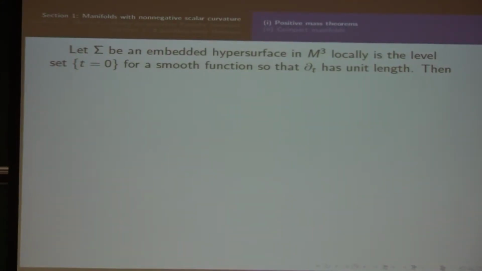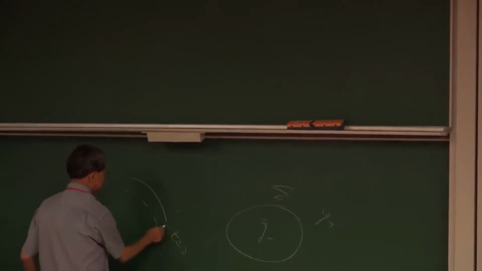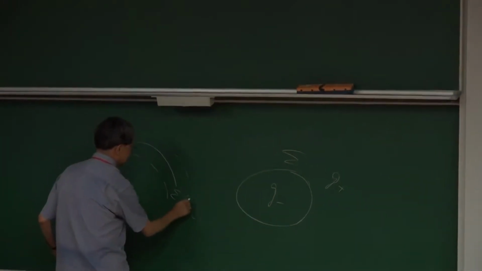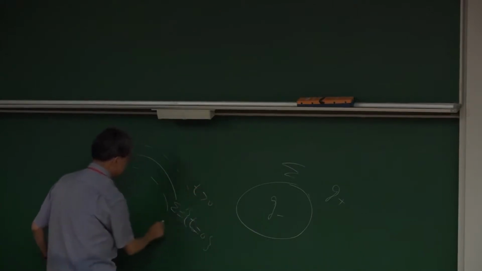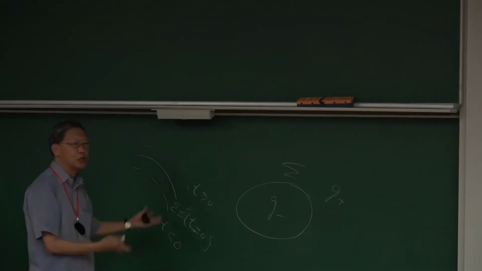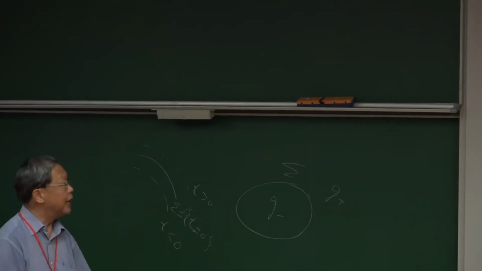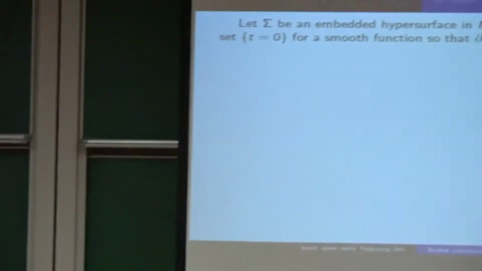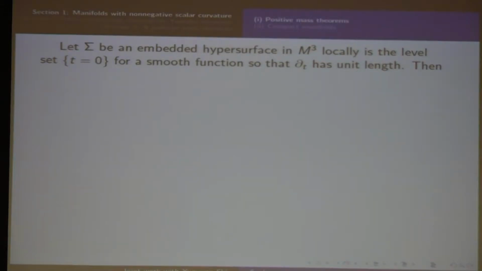there is a coordinate t. So t equal to 0 is sigma. Then this is t bigger than 0, and this is t less than 0. Say, for example, suppose you can write it this way, and d/dt has unit length in both metrics, g plus and g minus. Notice that d/dt may not be smooth because it's not a smooth metric.